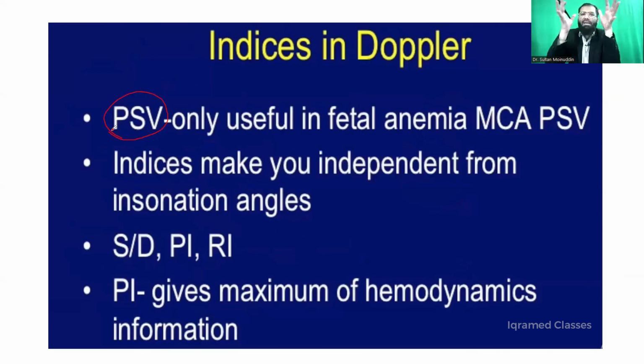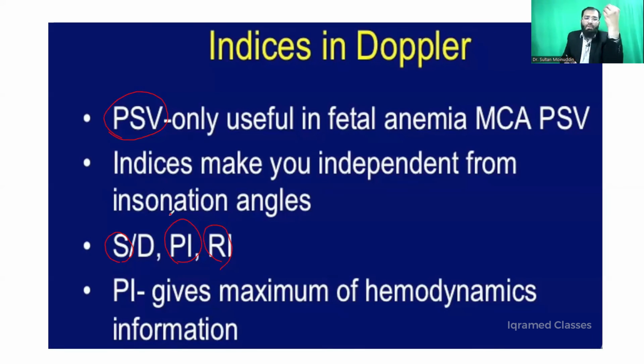What is PSV? Peak systolic velocity. That is the peak, meaning the highest velocity during systole is called PSV. And there are utilities of PSV. One, we have seen that it is used for calculation of S by D. Just now I explained what S by D is, PSV upon EDV. Similarly, I also told you that it is used for calculation of PI and RI. I'll show you the formulas.